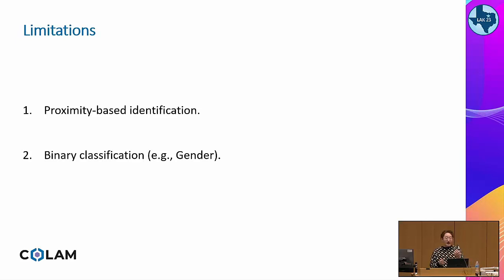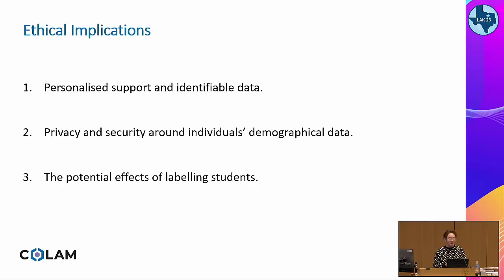There are also several ethical implications of our study. There is a dilemma between using anonymized data and having personalized support. How is that possible? Right? So if we want to personalize the amount of support we can provide to students or to teachers, we might need to use identifiable data. This brings us to our second implication.